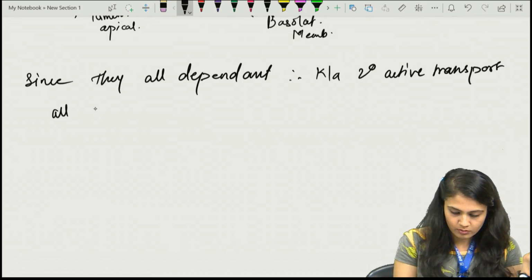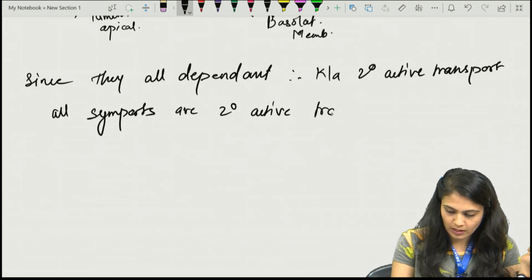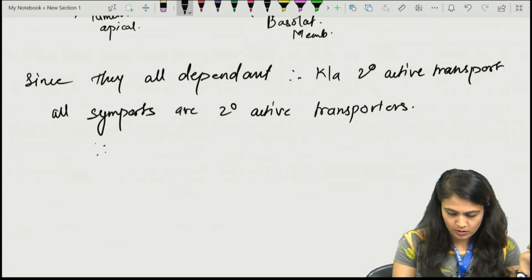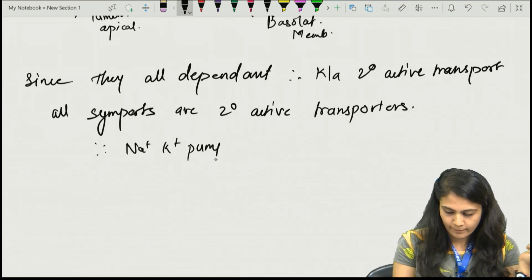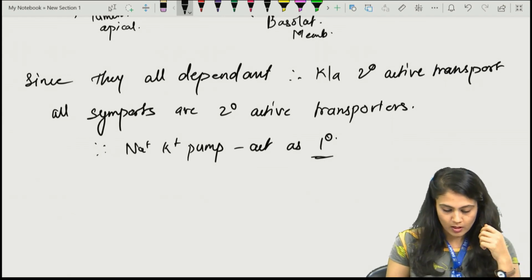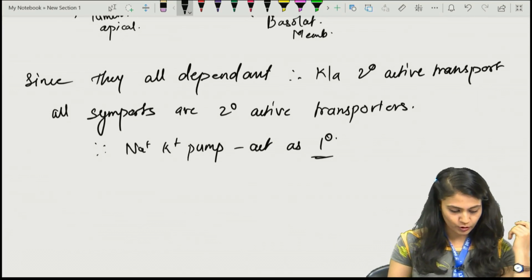All symports are secondary active transport, comes under secondary active transporters. Why? Because sodium potassium pump acts as the primary one. So sodium symporters are always secondary active transporters.